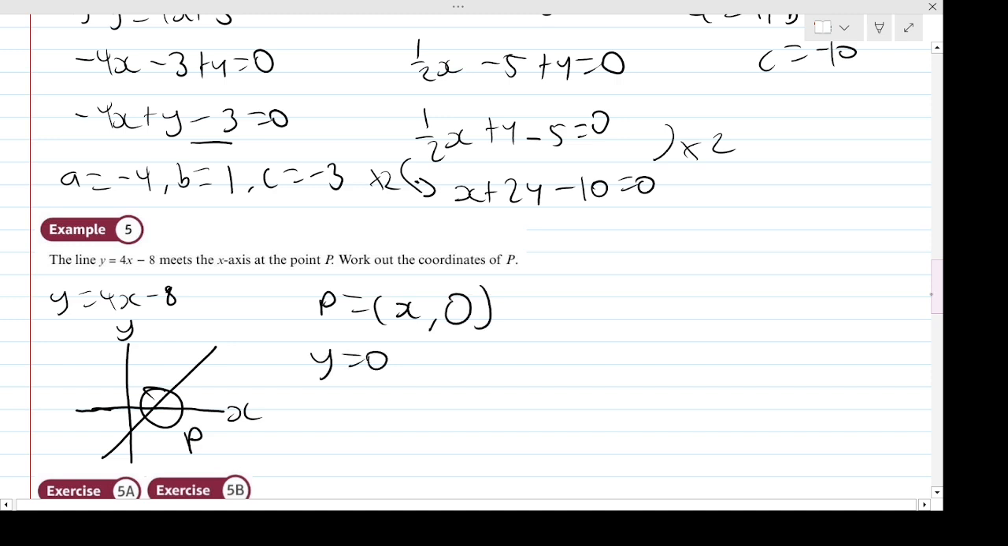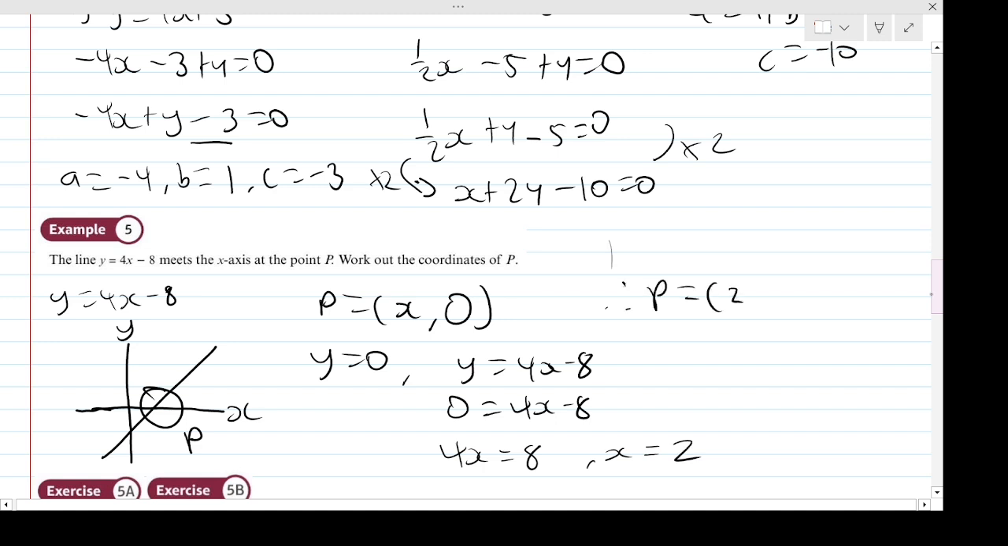Okay, well then y is 0, so to find the missing x coordinate, subbing y equals 0 into this equation here. When y is 0, y is 4x minus 8, so instead that becomes 0 equals 4x minus 8. Then I can solve for x and move 8 to the other side. So 4x is 8. That means x, dividing by 4 each side, is going to be 2. So therefore, P is going to be (2, 0). There we are. Cool.